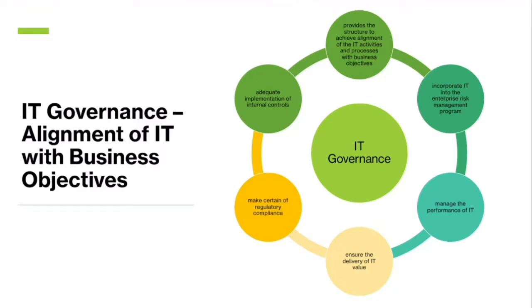So IT governance is the alignment of IT with business objectives. It includes the following: adequate implementation of internal controls, provision of the structure to achieve alignment of the IT activities and processes with the business objective, incorporating IT into the enterprise risk management program, managing the performance of IT, ensuring the delivery of IT value, and meeting certain regulatory compliance. So these things make up the IT governance.